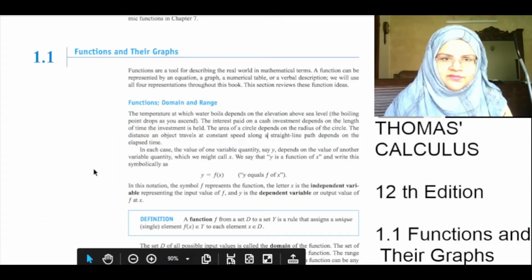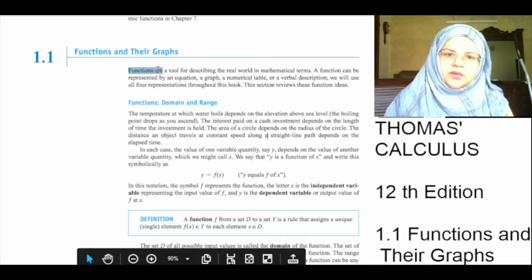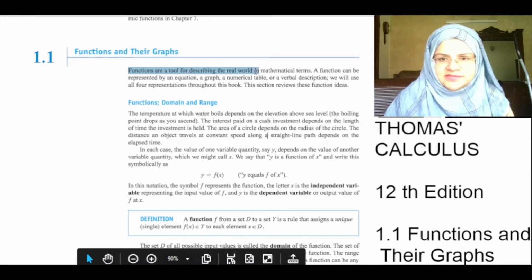Section 1.1, Functions and their graphs. Functions are a tool for describing the real world in mathematical terms. A function can be represented by an equation, a graph, a numerical table, or a verbal description. We will use all four representations throughout this book. This section reviews these function ideas.